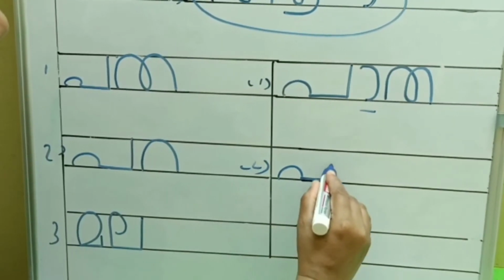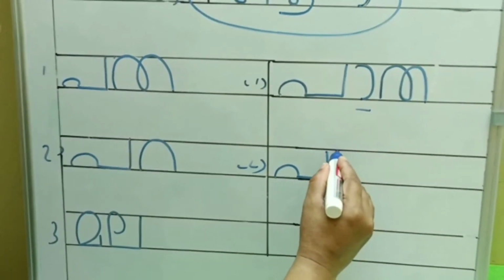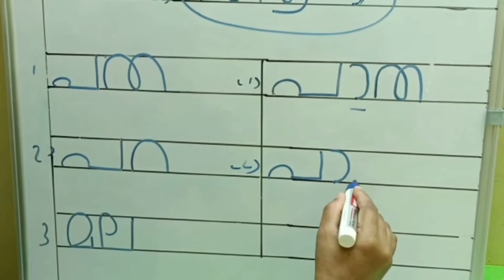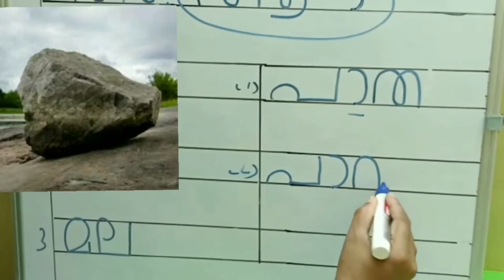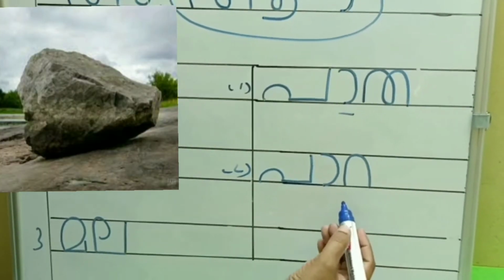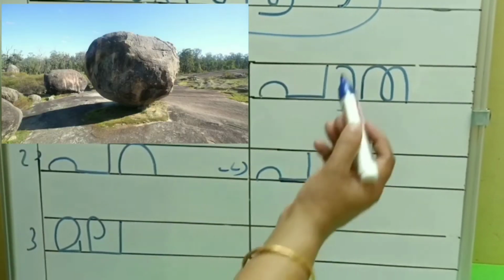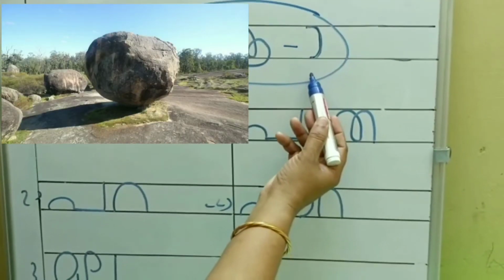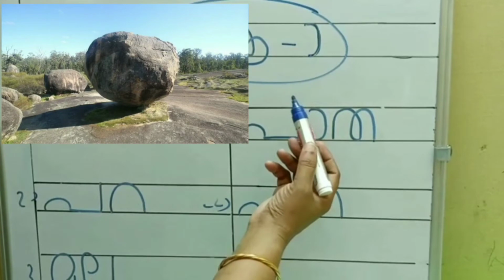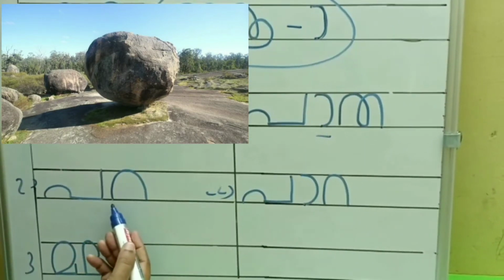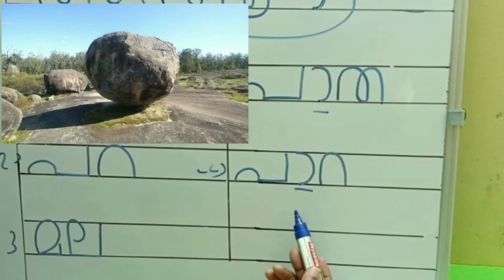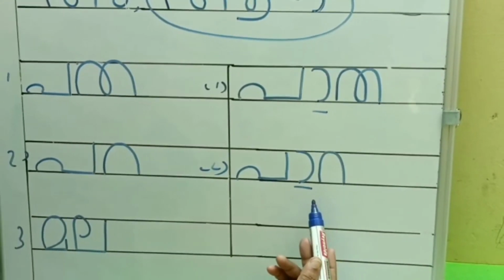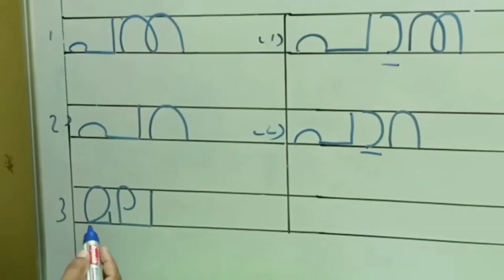Second word, Para. Para with this symbol, Para. Para means a rock. Note this symbol. When we apply this symbol, the pronunciation changes from para to para. Para means a rock.